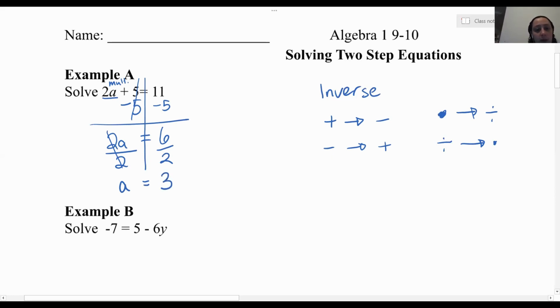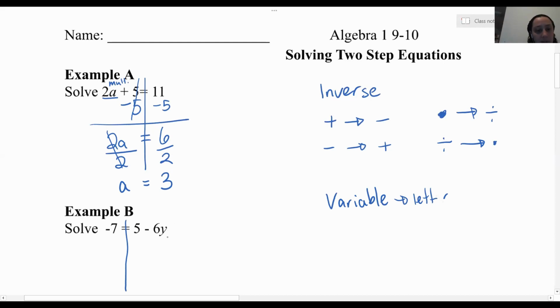Let's do one more example. Solve negative 7 equals 5 minus 6y. So here's my equals, that's dividing it. What's my variable here? Remember, a variable is a letter. So my variable in this case is y.